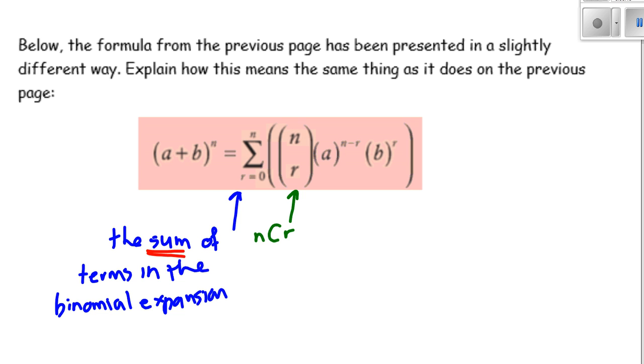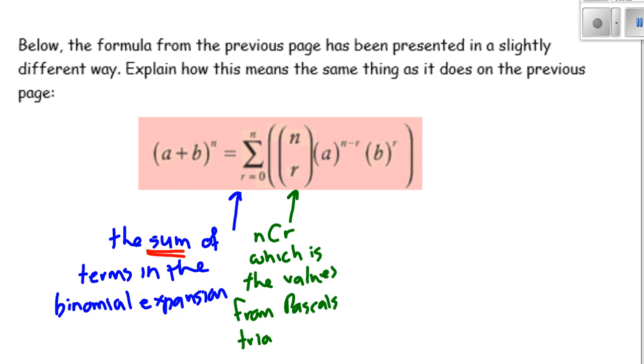Which is the values from which famous triangle? Yeah, Pascal's triangle. That's what that thing is calculating. What is that E word? Oh, expansion, yeah. The sum of terms in the binomial expansion is what's written in blue. This funny bracket thing is what we're finding when we're doing nCr.